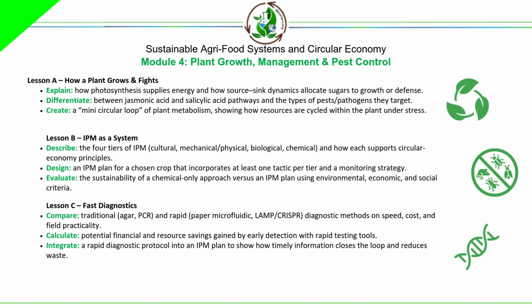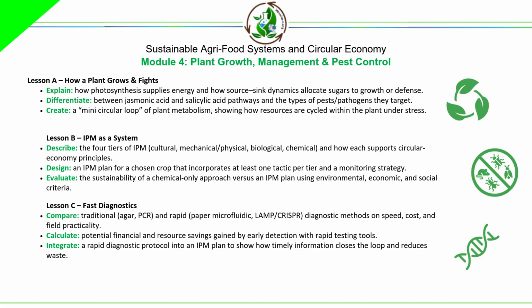Lesson B: IPM as a system. This lesson focuses on Integrated Pest Management, or IPM. Students will learn the 4 tiers: cultural, mechanical or physical, biological, and chemical methods, and how these strategies connect to circular economy principles by reducing waste and relying on natural cycles.